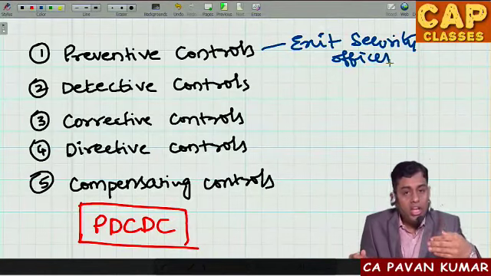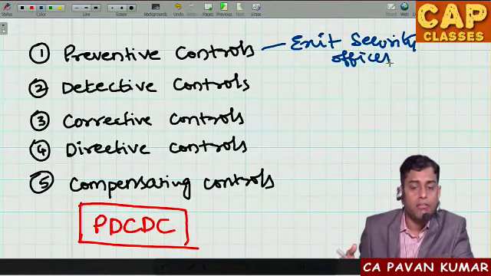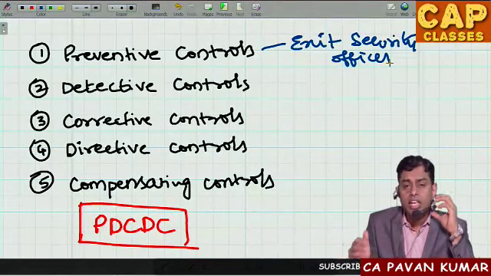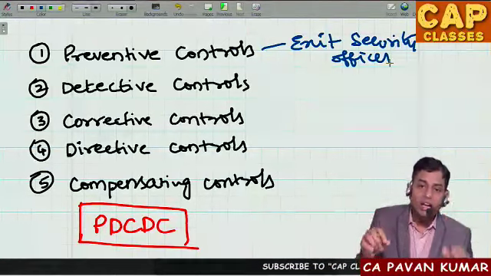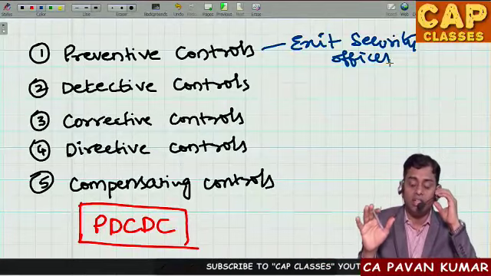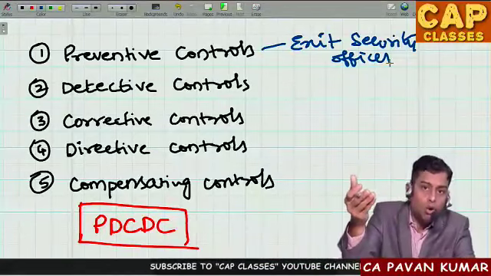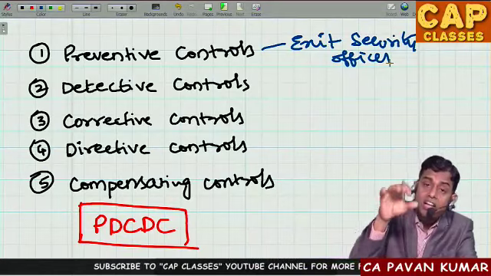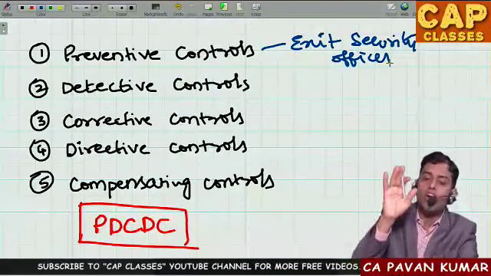When the employee is leaving the organization, his work is over and he is leaving for home, they will search his pockets and all. They have a procedure, and only then can he go home. This is a preventive control so that the employee cannot do any fraud.